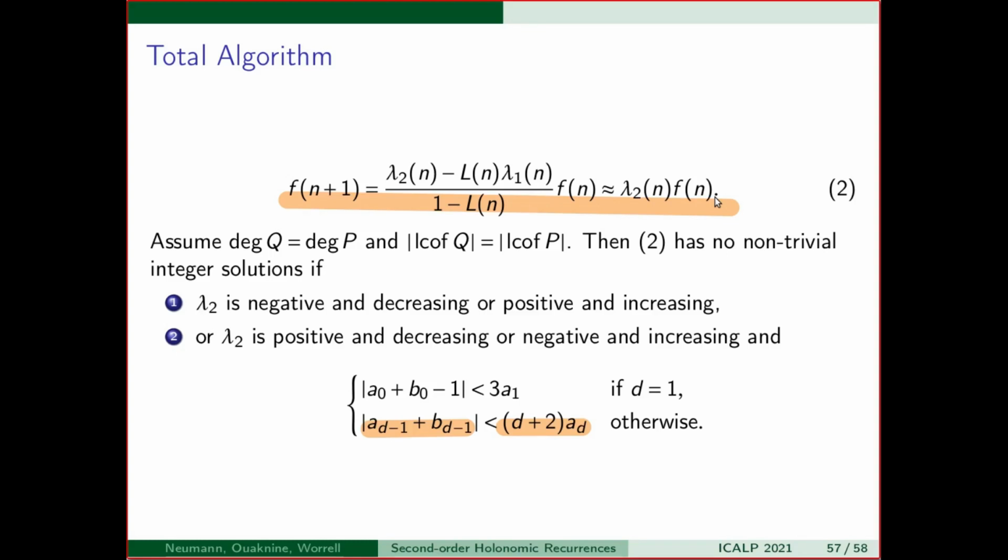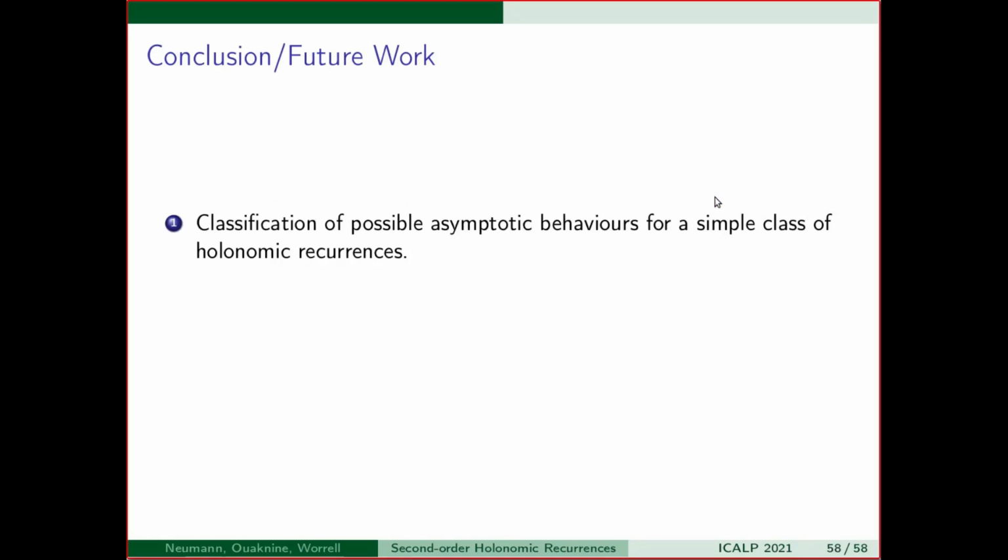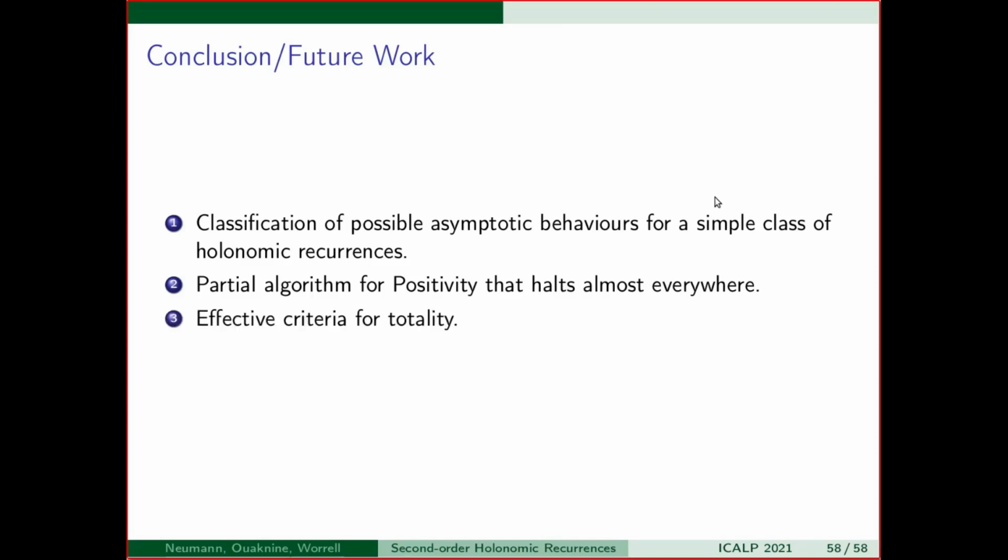So to wrap up, we've achieved a classification of possible asymptotic behaviors for a very simple class of holonomic recurrences. This yielded essentially a partial algorithm for positivity that holds almost everywhere, and we've identified some effective criteria where we get a total algorithm. In future work, we'd like to generalize this to third order. This seems doable, but would be a little bit more complicated.